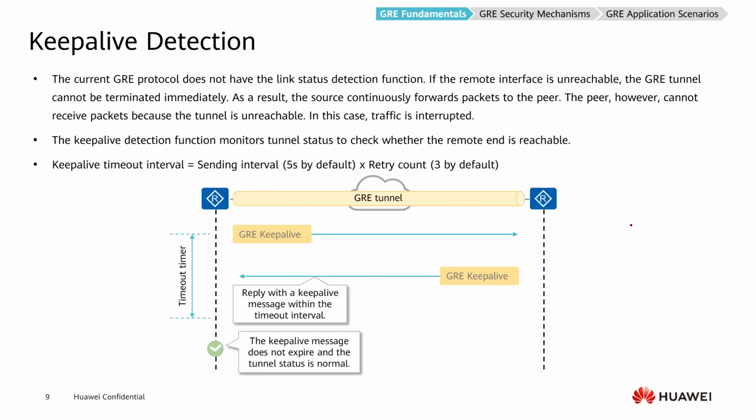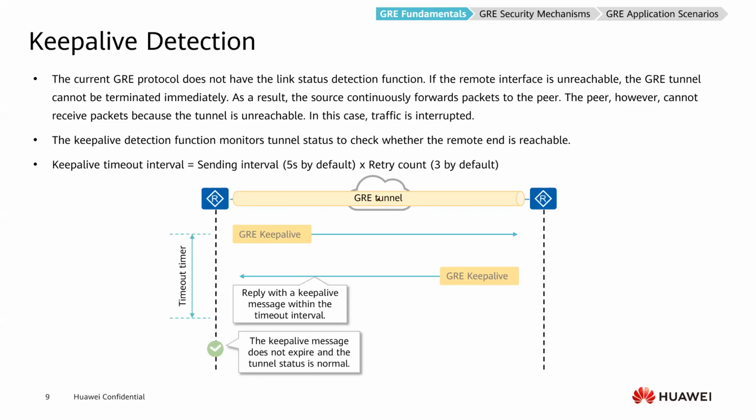Let's look at a few features of GRE. First is keepalive detection. GRE is very simple for forwarding packets, but it cannot detect whether my connection is okay or not. It cannot detect it.